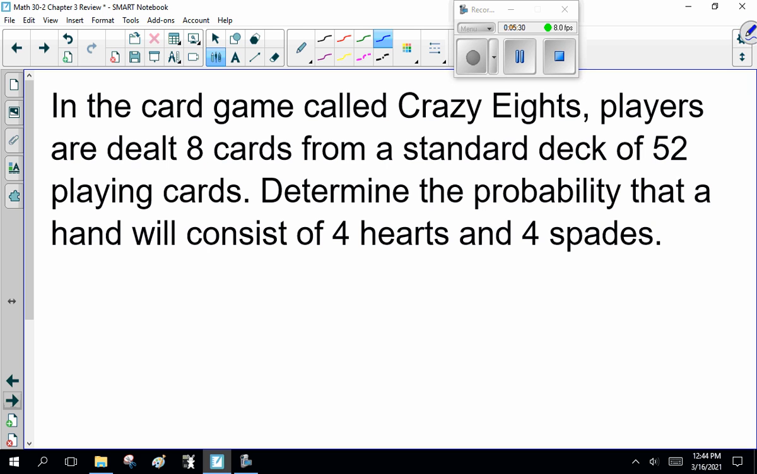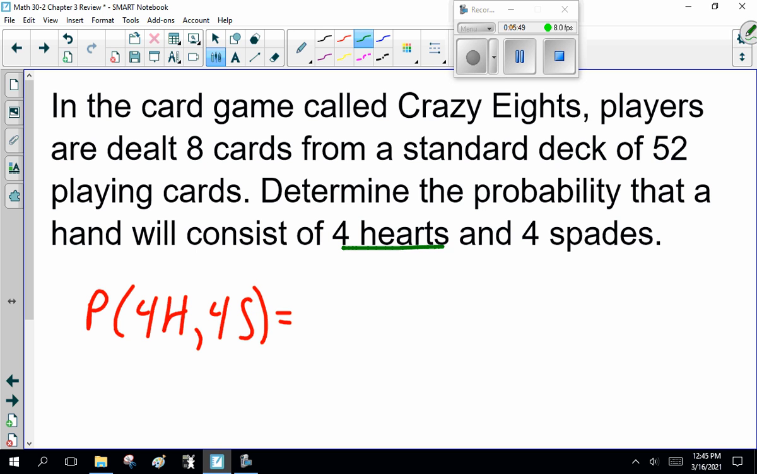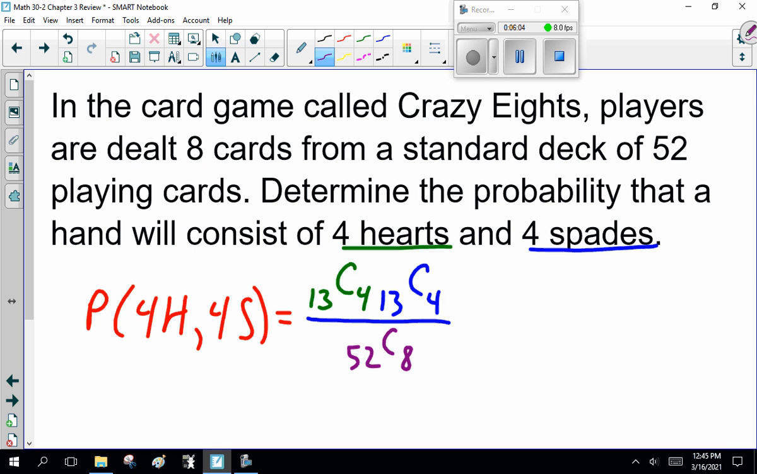Now, in the card game called Crazy Eights, players are dealt 8 cards from a standard deck of 52 playing cards. Determine the probability that a hand will consist of 4 hearts and 4 spades. Okay. So, probability 4 hearts, 4 spades. Well, 4 hearts, that's 13 hearts, randomly choosing 4. 4 spades, it's 13 spades, randomly choosing 4. And note that there are 52 cards, randomly choosing 8.